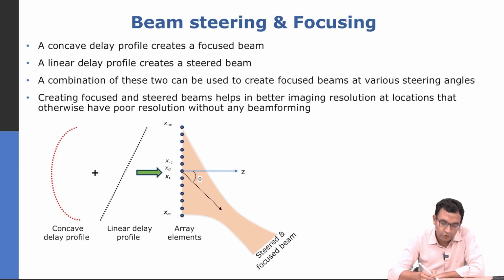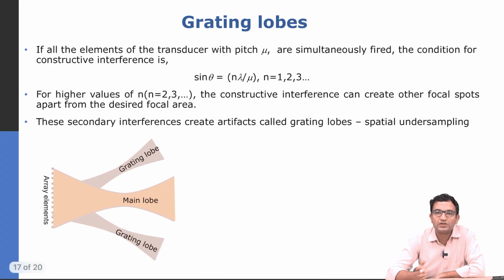Now here it's shown how you can have a plane wave steered in a certain direction, but you can also create a focused wave. So a linear delay profile creates a plane wave at a certain angle. If you also provide a concave delay profile on top of that, it's just geometry. You have to compute the angle at which you want to fire. The combination of this creates a focused steered beam. Creating focused and steered beams helps us in better imaging resolution because focusing improves lateral resolution, which would otherwise have looked poor because of lack of beamforming if it was a simple plane wave.